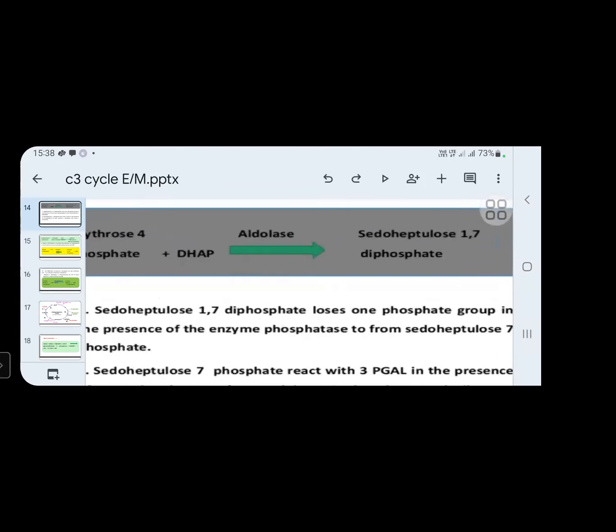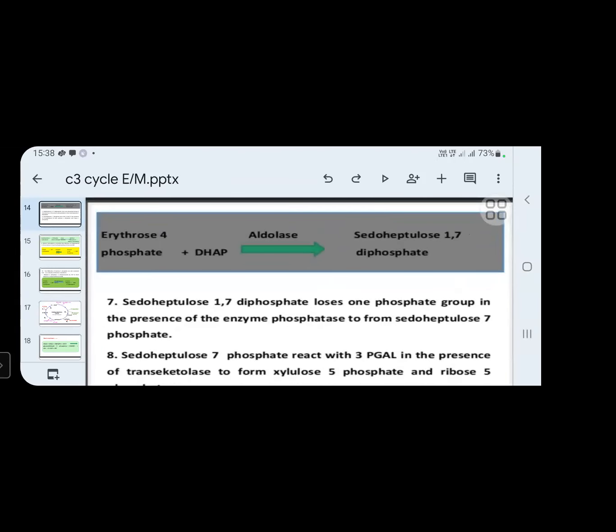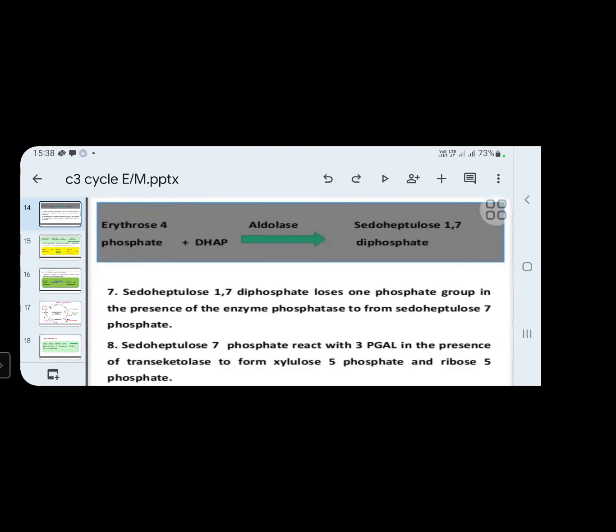So the diphosphate will lose 1 phosphate group in the presence of the enzyme phosphatase to form pseudoheptulose 7-phosphate. This is the complete 4 plus 3 conversion in the presence of the aldolase enzyme. Both will combine to form pseudoheptulose 1,7 diphosphate, or bisphosphate, as you choose.